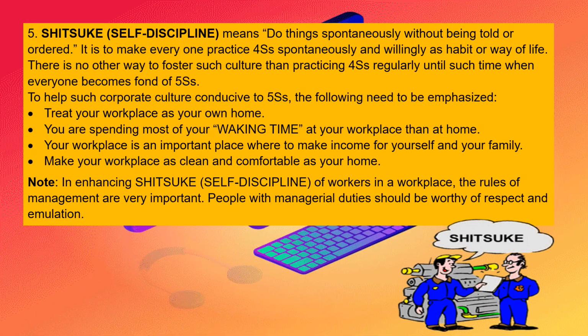Number 5. SHITSUKE or self-discipline means doing things spontaneously without being told or ordered. It is to make everyone practice 4 S's spontaneously and willingly as a habit or way of life. There is no other way to foster such culture than practicing 4 S's regularly until such time when everyone becomes fond of 5 S's. To help build such a corporate culture conducive to 5 S's, the following need to be emphasized.